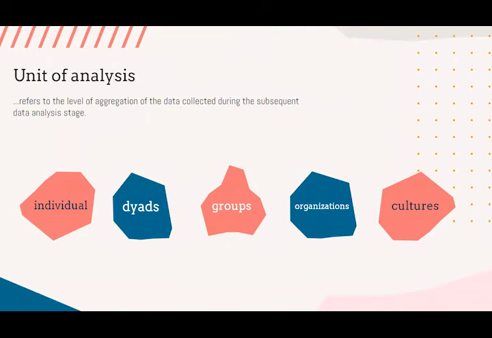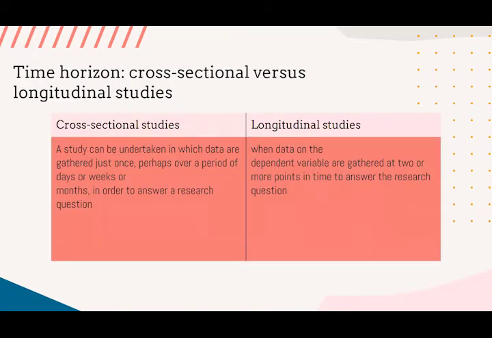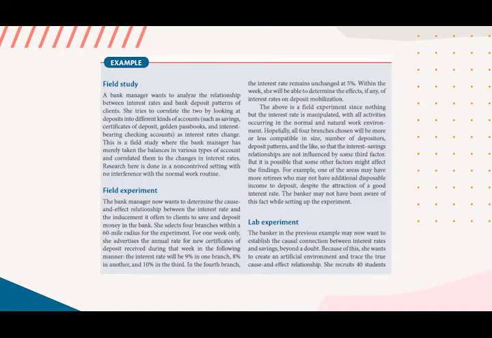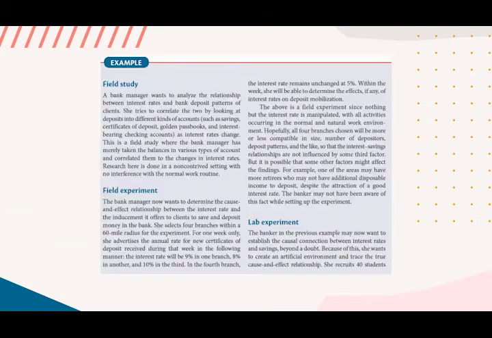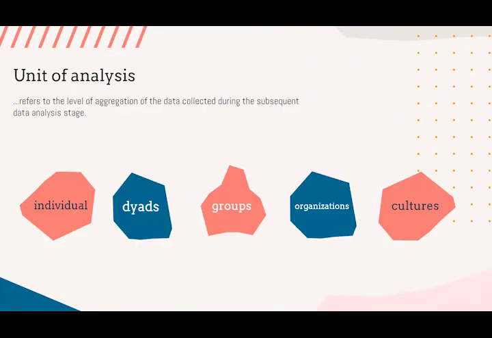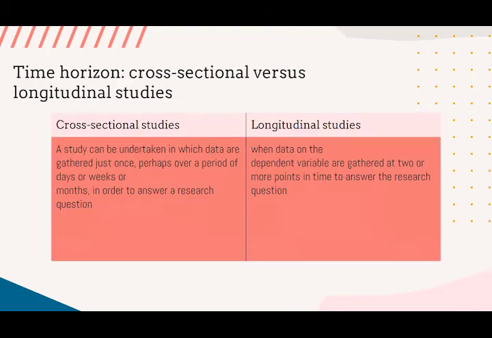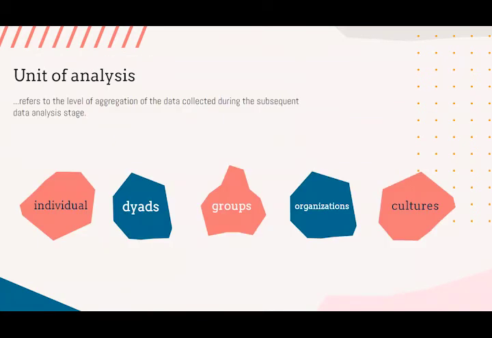And next we have longitudinal studies, where data on the dependent variable are gathered at two or more points in time to answer the research question. Because in some cases, the researcher might want to study people or events or phenomena at more than one point in time in order to answer the research questions. For example, if the researcher wants to study employees' behavior before and after a change in the top management. So there are two different time points.